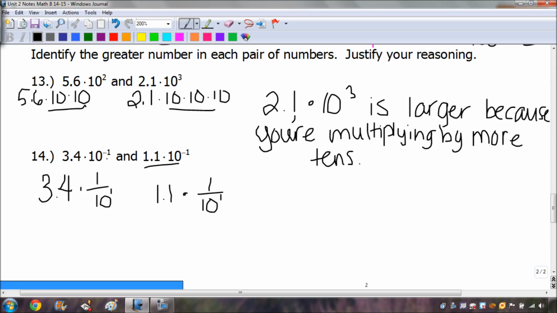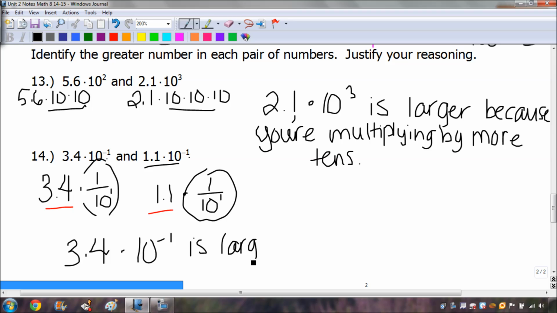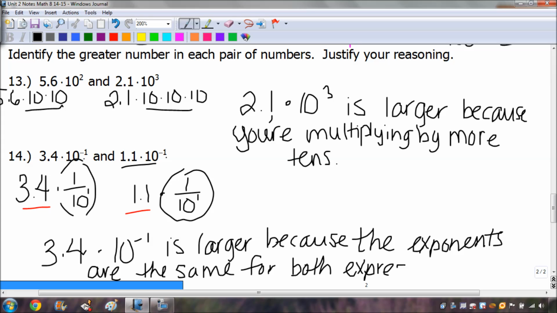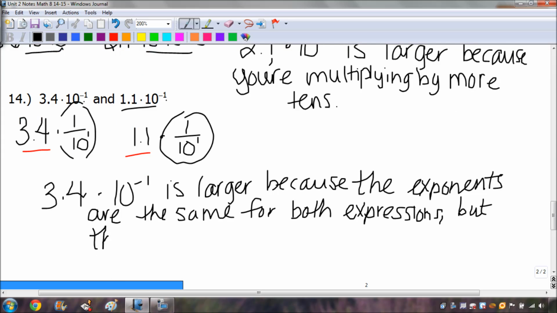So if you notice, you're multiplying by the same number here, which means that it's not going to be based on the exponent to figure out which number is larger, because the exponents are the same. It's going to be based on my coefficients. So in this example, my coefficient for the 3.4 is larger. So that means that 3.4 times 10 to the negative first power is larger because the exponents are the same for both expressions, but the coefficient of this expression is larger. So you always want to look at the exponents first, and then if the exponents are the same, then you start looking at the coefficient.